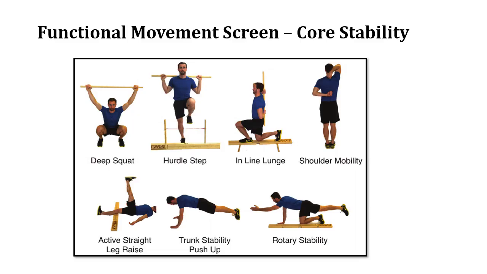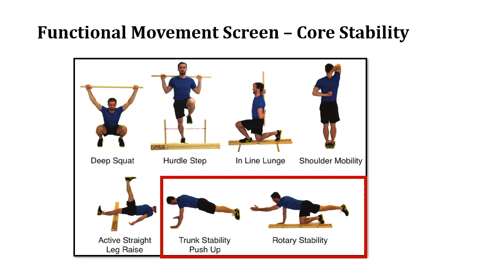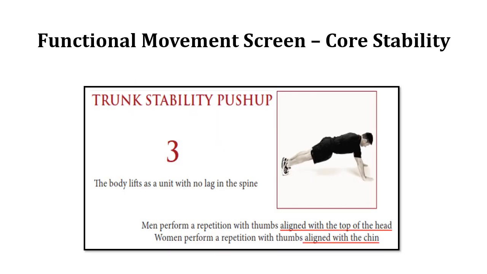The purpose of this talk is not so much on the full FMS, but rather focusing on the dynamic trunk stability and using the trunk stability push-up or rotary stability components. So the criteria for the 3, 2, and 1 are shown here. For males, they perform the push-up lying flat on the ground with the thumbs aligned at the top of the forehead, whereas for the females, the thumbs are aligned at the chin.